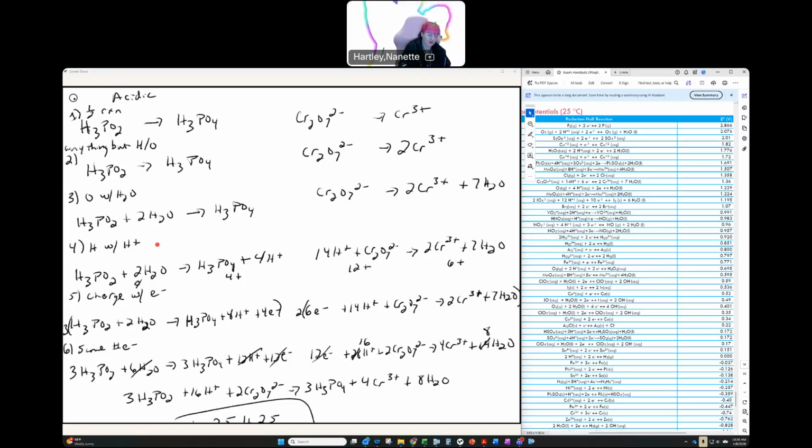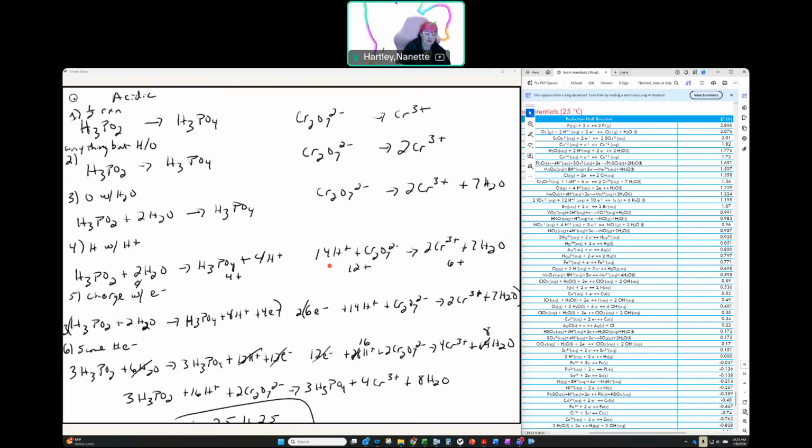Looking at this half reaction right here, I can see that I have 3 hydrogens there, 3 hydrogens there, but I also have 4 hydrogens from here. So I am actually short 4 hydrogens on this side. So I add 4 H plus to that side of the reaction to take care of that. And looking at this, I have no hydrogens on this side, but I now have 14 that I added over here. So I add 14 H plus on this side of the half reaction to make that work.